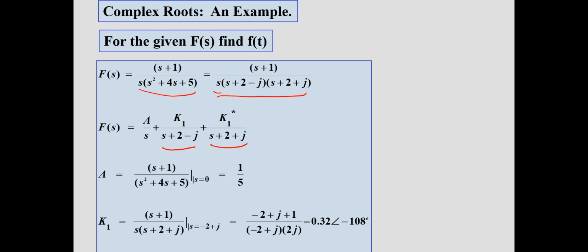So to find A, we have to multiply this equation by s. Because this is s equal to 0, we got that A is 1 per 5. And then K1, we multiply this equation by s plus 2 minus j. So we got this one when s is equal to minus 2 plus j. So we got this, 0.32 angle of minus 108 degrees. And then for K2, s equal to minus 2 minus j here.